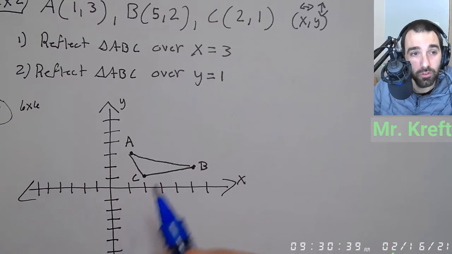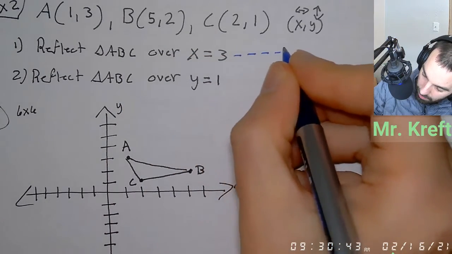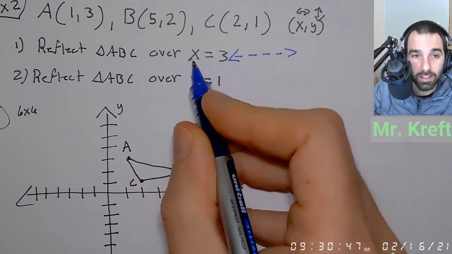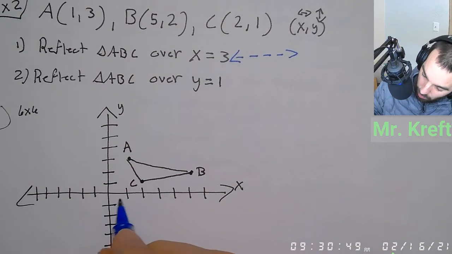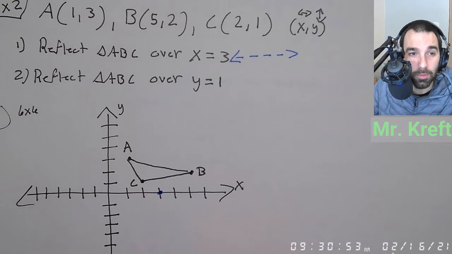Okay, so now what I'm going to do is draw in my mirror. I'm going to use this blue. So this is going to be my mirror. x equals 3, so I'm going to go right 1, 2, 3, and I'm going to just put 1 point there.